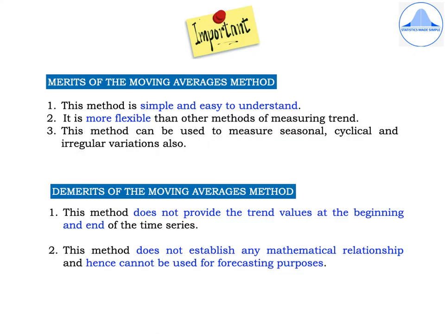Let us now learn some of the merits and demerits of the method of moving averages. The merits of the moving averages are: the first one, this method is simple and easy to understand. Second, it is more flexible than other methods of measuring trend. And third, this method can be used to measure seasonal, cyclical, and irregular variations also. A couple of demerits of the method of moving averages are: first, this method does not provide the trend values at the beginning and end of the time series. And second, this method does not establish any mathematical relation and hence it cannot be used for forecasting purposes.